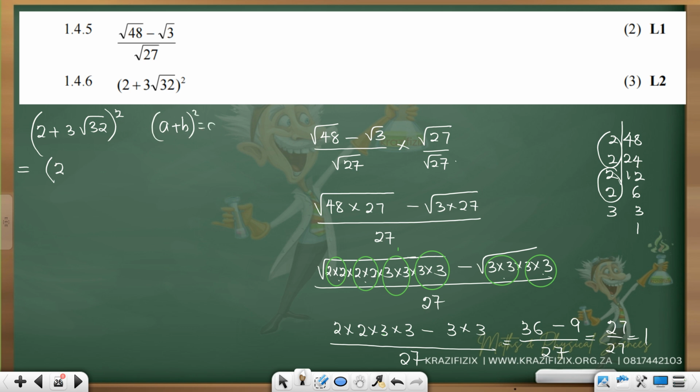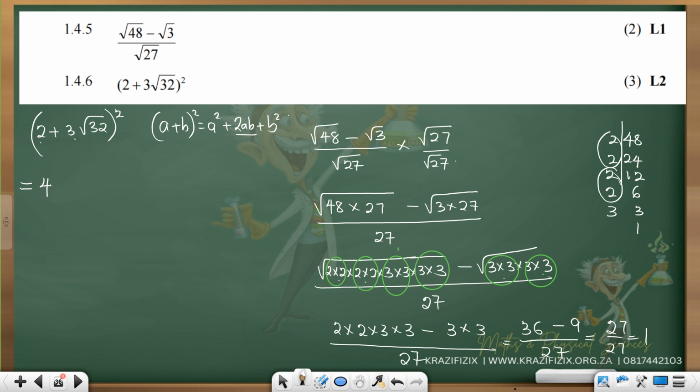(a plus b) squared is a squared plus 2ab plus b squared. That you must know quickly. You know, we're now in grade 11. So I take the first one, I square it. 2 times 2 is 4. Now look at the middle. I multiply the 2 and multiply it by 2 again.